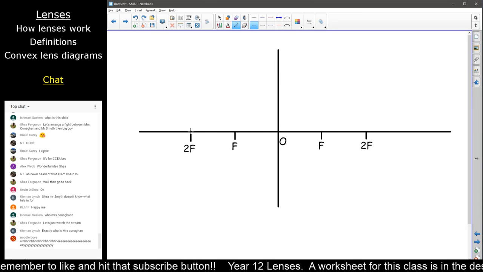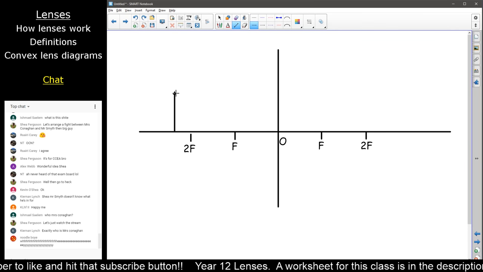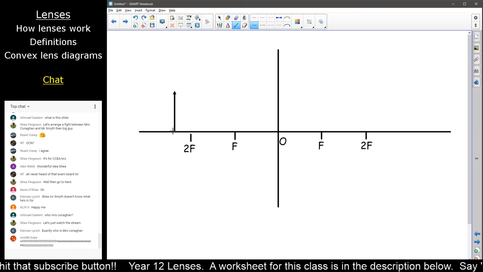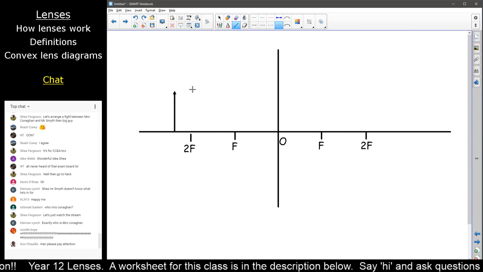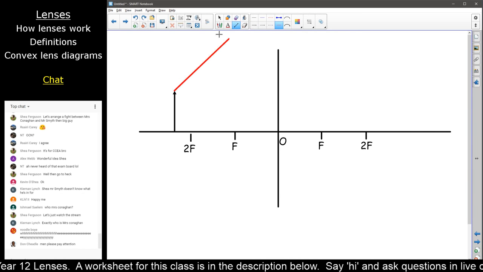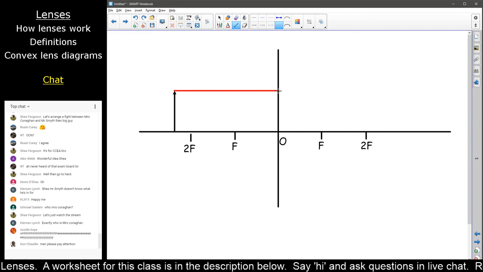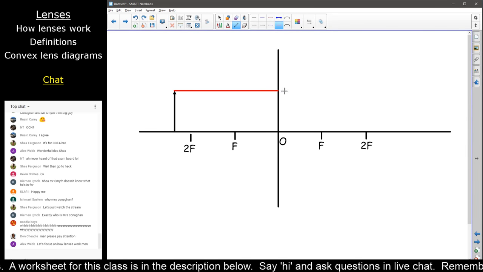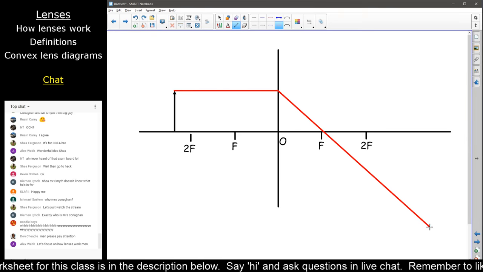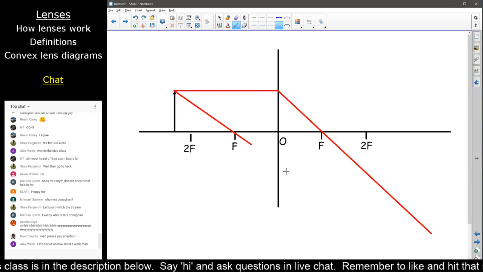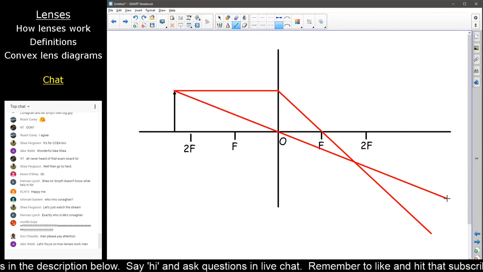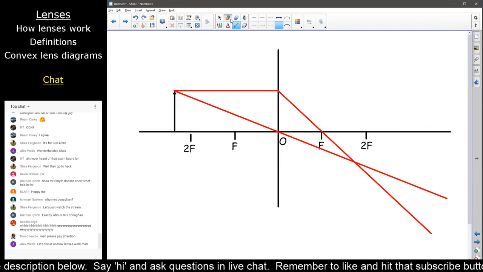Let's put our object just over here, just slightly beyond 2F this time. This time we've got the object actually sitting on the principal axis. And that's the more common exam question to get. But you deal with it exactly the same way. Start at the top, rays of light, whichever way you want, but you want one traveling parallel to the principal axis that gets forced through F. You then want another one that travels through the optical center O. And you find your crossover point.